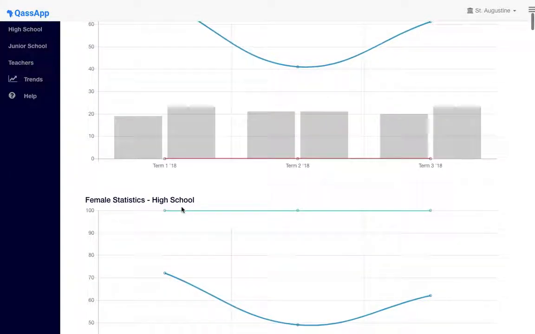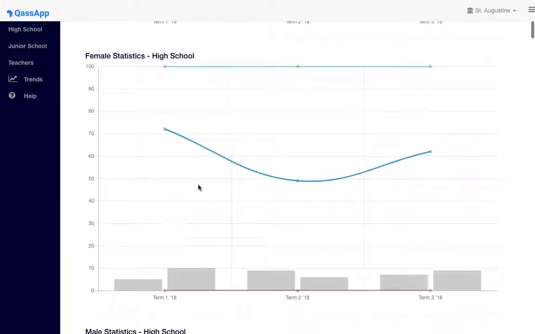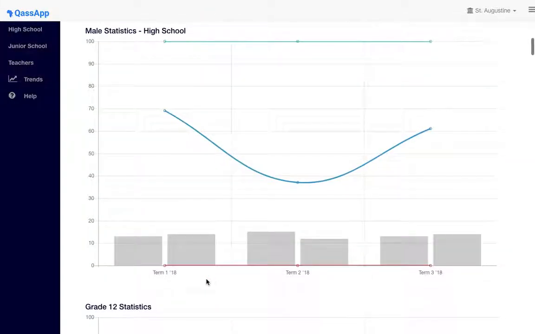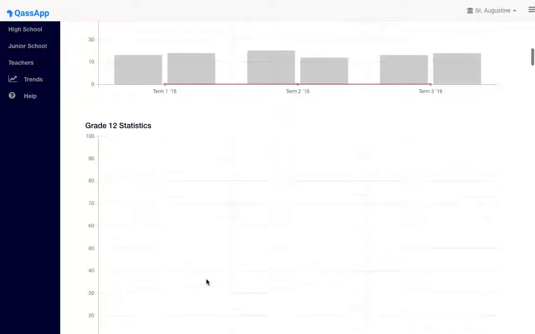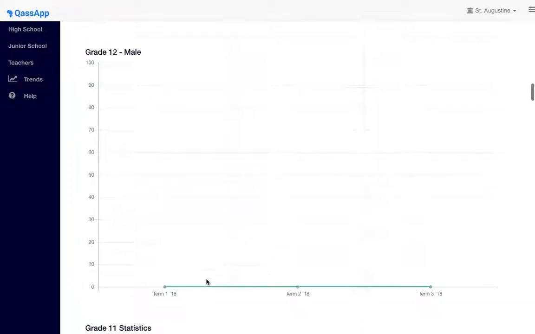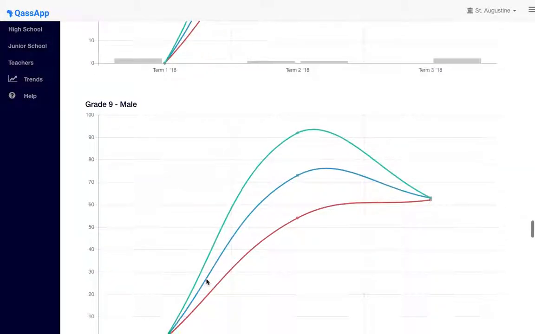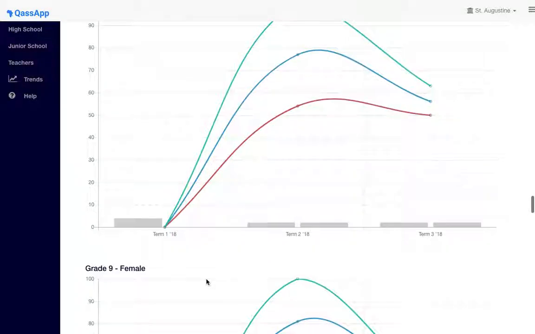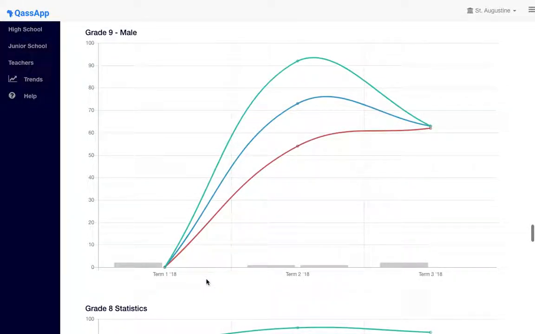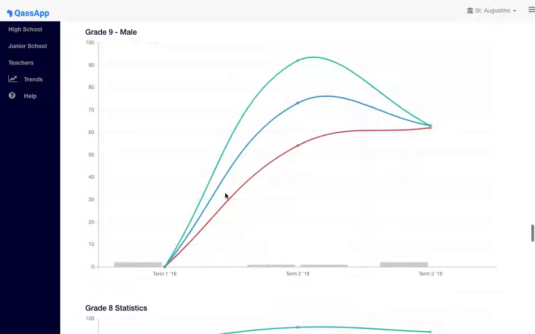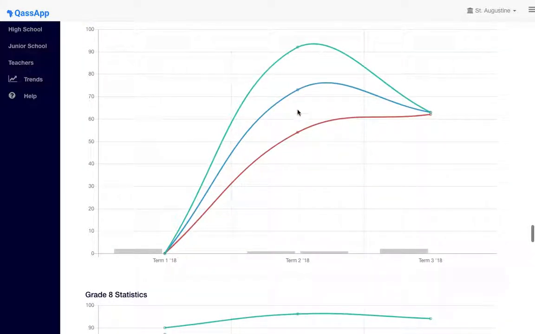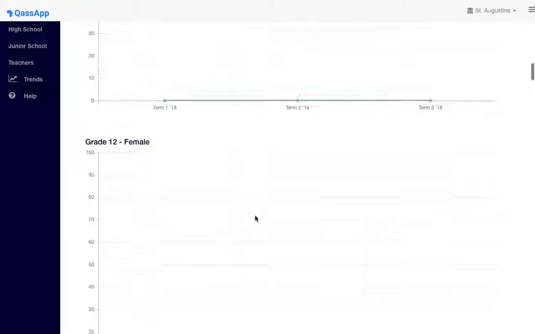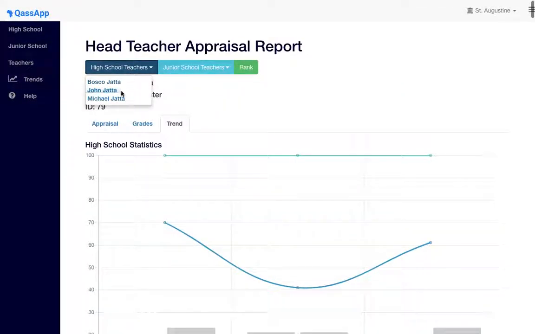Alright, here you have the female data, same format as above: number of students above average, number of students below average, the average trend, max score trend, and min score trend, lower score trend. And moving on, you have grade 12 statistics, just for grade 12, for the chart for that, and grade 9 statistics, both overall and just for male and female. So you get that actual data there with you. If you want to look at how things have been progressing over time, you can look at these trend charts. To look at a different teacher, just click here.